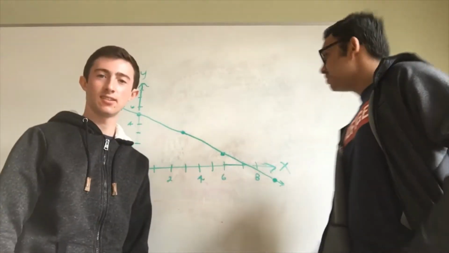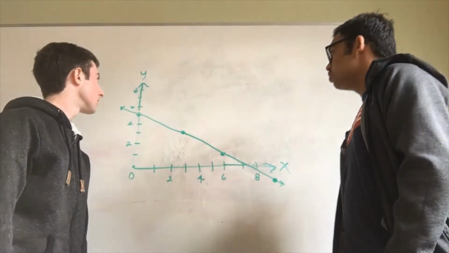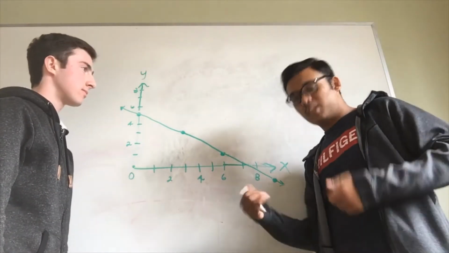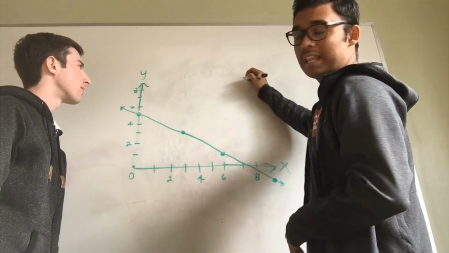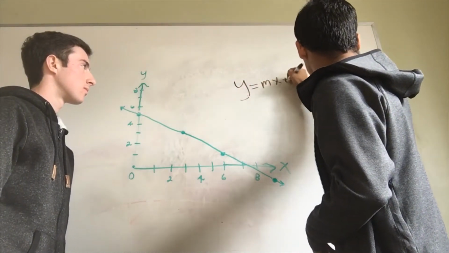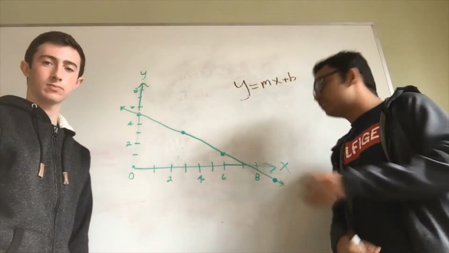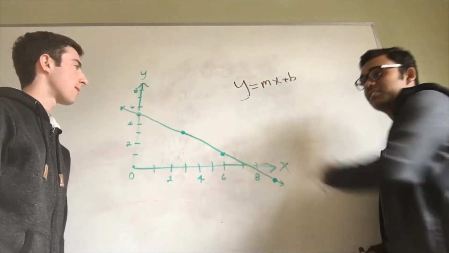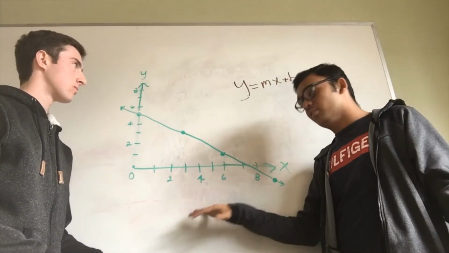Alright, so this is our graph, and we'll show you how to find the equation. Again, let me remind you of the equation that we used in the last video, which is y equals mx plus b. This is the equation that we've got to use to find the equation of this graph. So Andrew will tell us how to go through this whole process.